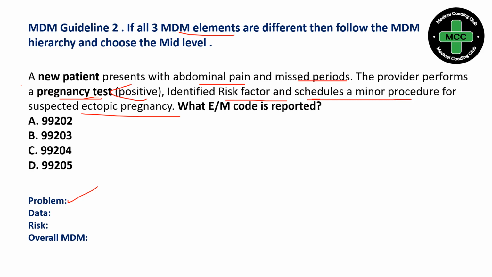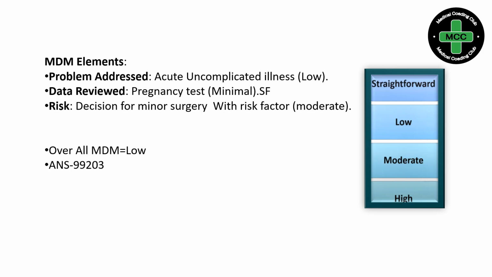So scheduling a minor procedure with identified risk factor or without identified risk factor, any kind of scheduling of minor or major surgeries will be listed in risk. So you will get this in chart C. Here we have identified risk factor and schedules a minor procedure. That means minor procedure with identified patient or procedure risk factor. That particular point we will get in the risk table, we have to check in which level we will get. So problem, data, risk, and we'll see the overall MDM. So let's see the rationale here.